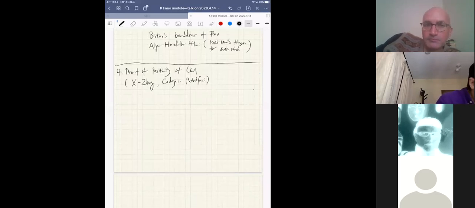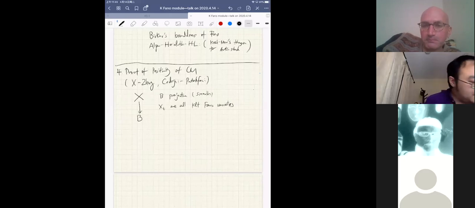So I haven't defined what the CM line bundle is. Now I give you a definition. So I consider a family X to B. Let's assume B is projective. You can assume it's smooth, but this is not important. And such that the fibers are all KLT Fano varieties. So basically all the fibers are normal. Again, this is not so common in other situations, but at least when the base dimension is one, you can always find such a compactification such that all fibers are KLT Fano varieties.